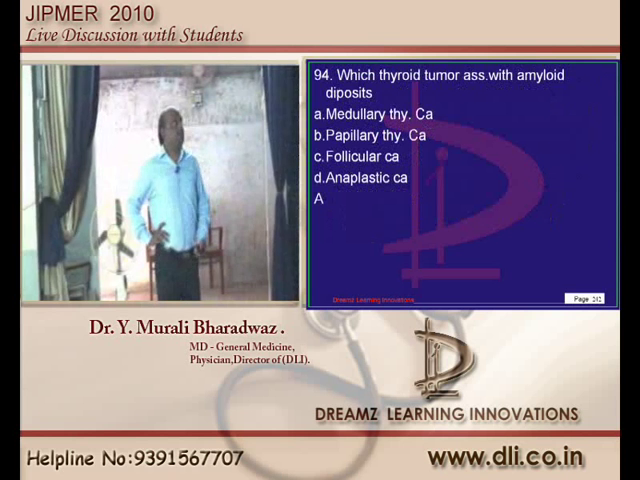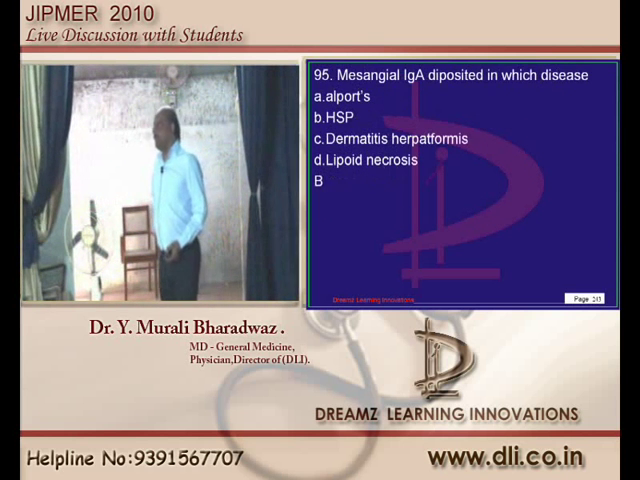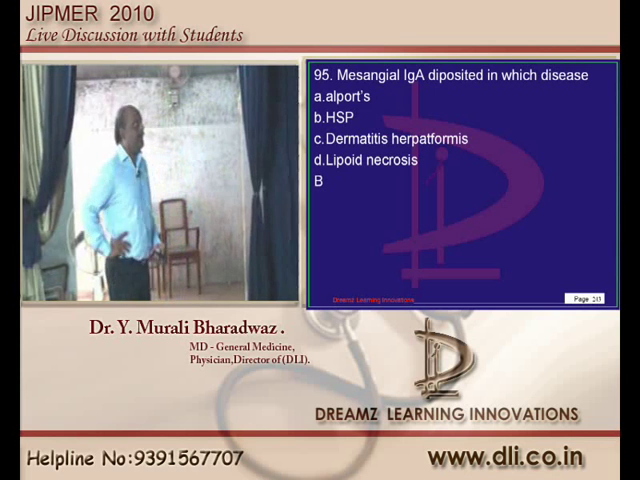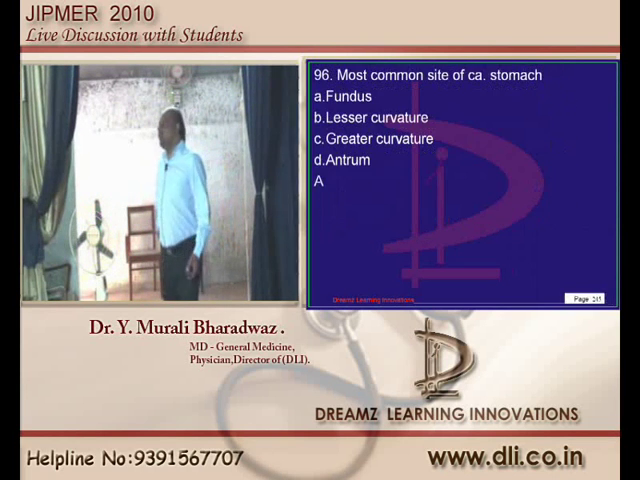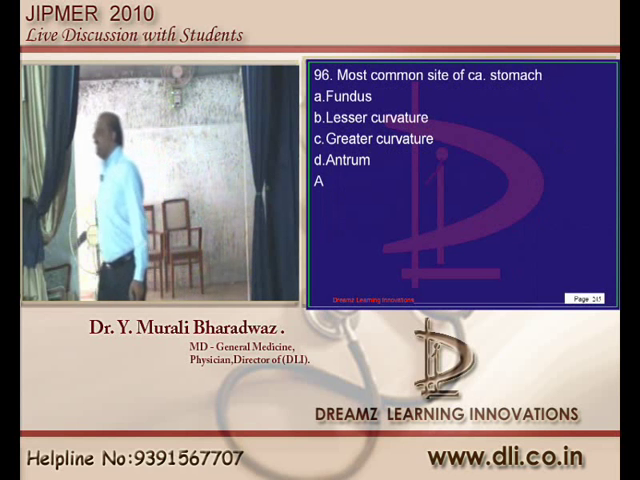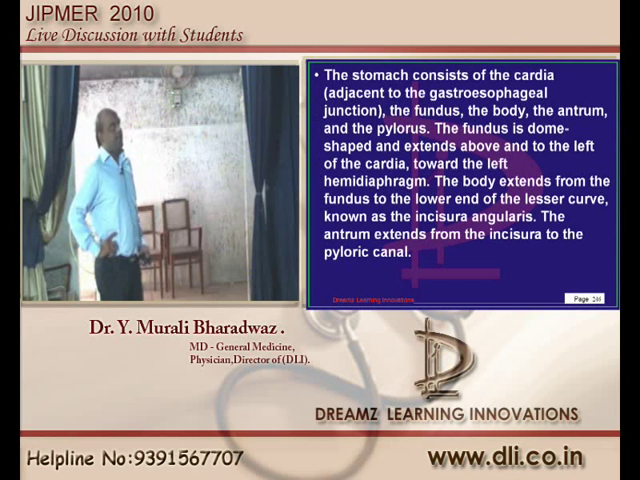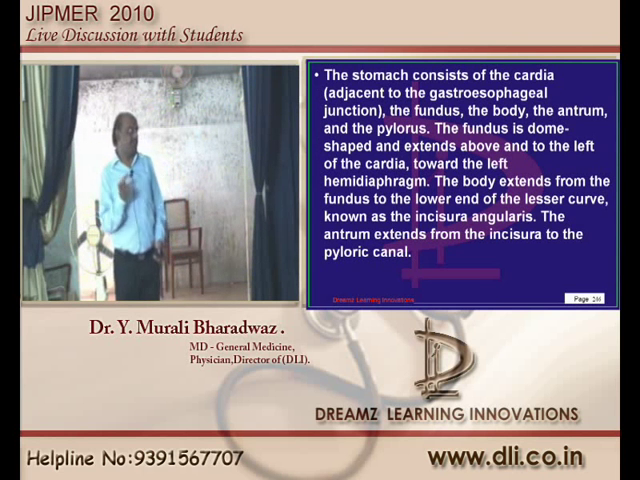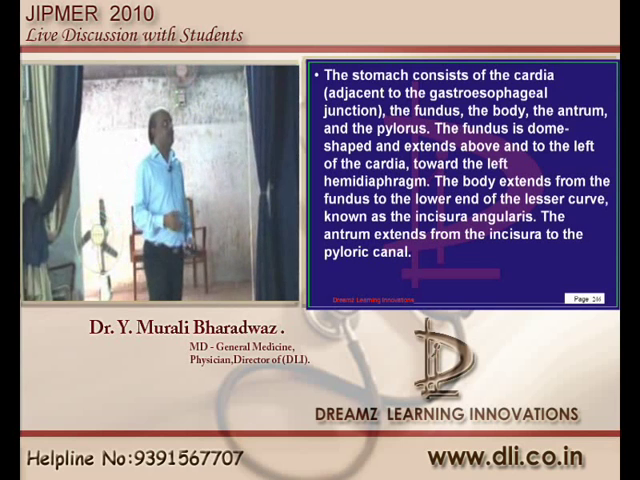Then medullary carcinoma of thyroid has an amyloid stroma. Immunoglobulin A in the mesangium is what you find with Henoch-Schonlein purpura. Now this is a good question, doctor. Where do you find carcinoma of the stomach very commonly? The stomach has a cardia, the fundus, the body, the antrum and pylorus. That's how we divide it.